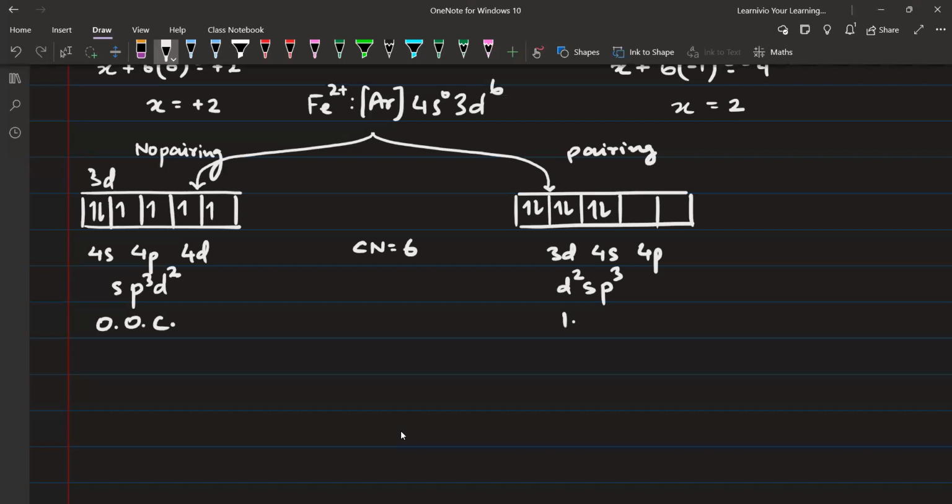It will be inner orbital complex. Then here it will be high spin. Here it will be low spin because it is completely spin paired. Both of them are going to be obviously octahedral in shape. Okay, please write this down.